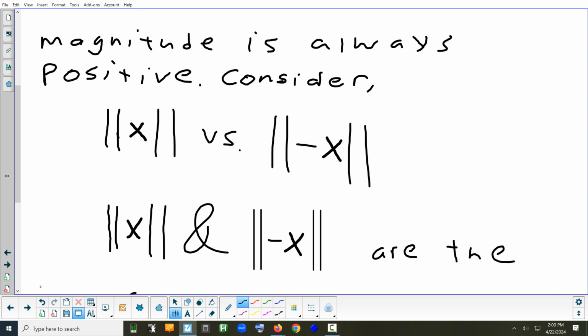So the magnitude of x and the magnitude of negative x are exactly the same thing. Now you might think, wait, they're pointing in opposite directions, but that's not what it's asking. It's asking how long are they? Well, the first one is like measuring the distance from where I am to the door, and the second one is from the door to where I am. It's just a different direction, but it's the same magnitude.